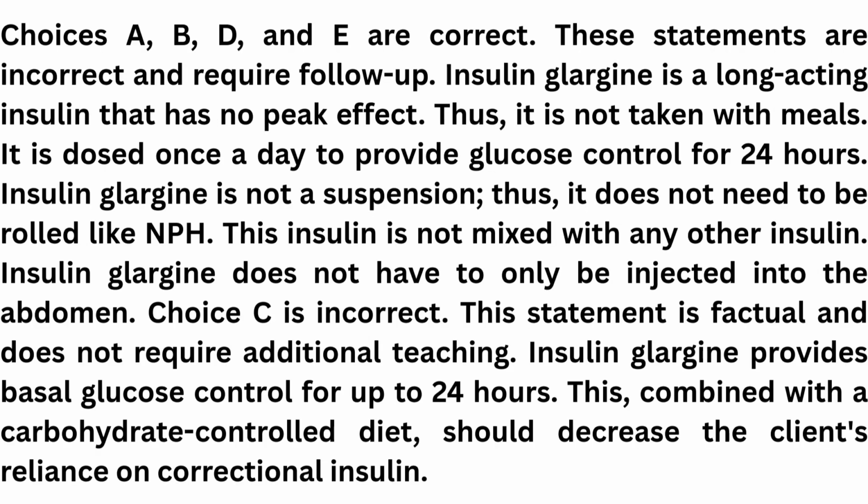Choices A, B, D, and E are correct. These statements are incorrect and require follow-up. Insulin glargine is a long-acting insulin that has no peak effect. Thus, it is not taken with meals. It is dosed once a day to provide glucose control for 24 hours. Insulin glargine is not a suspension, thus, it does not need to be rolled like NPH. This insulin is not mixed with any other insulin. Insulin glargine does not have to only be injected into the abdomen.